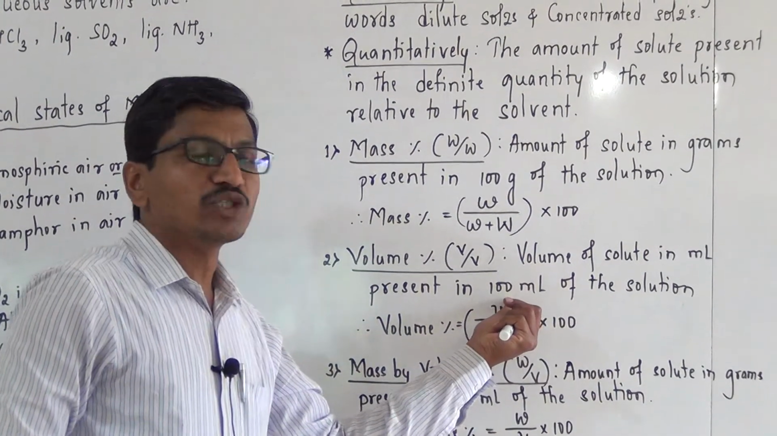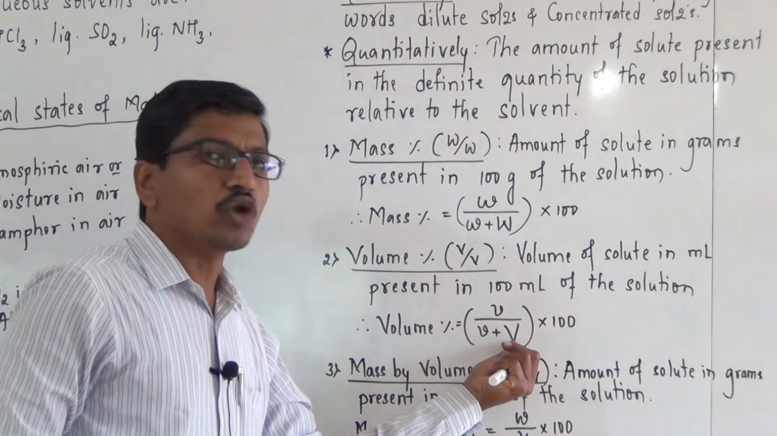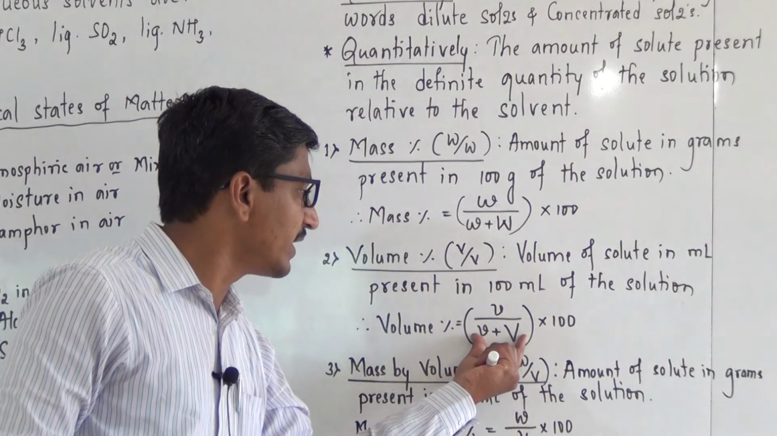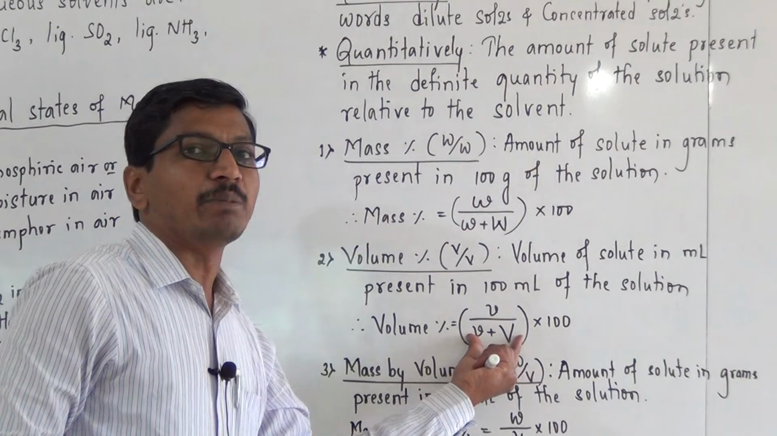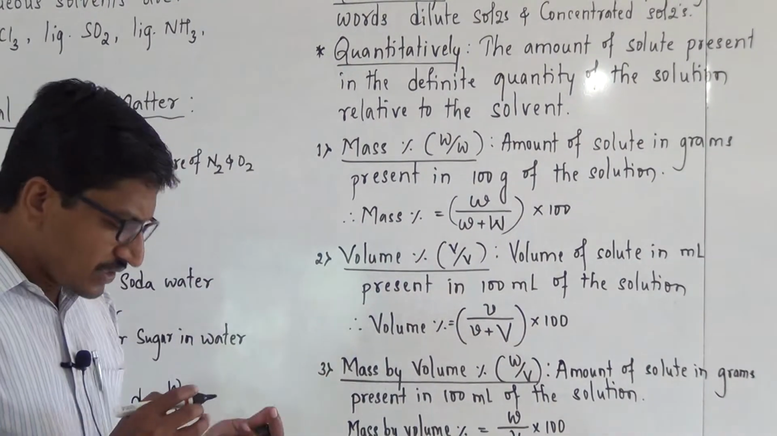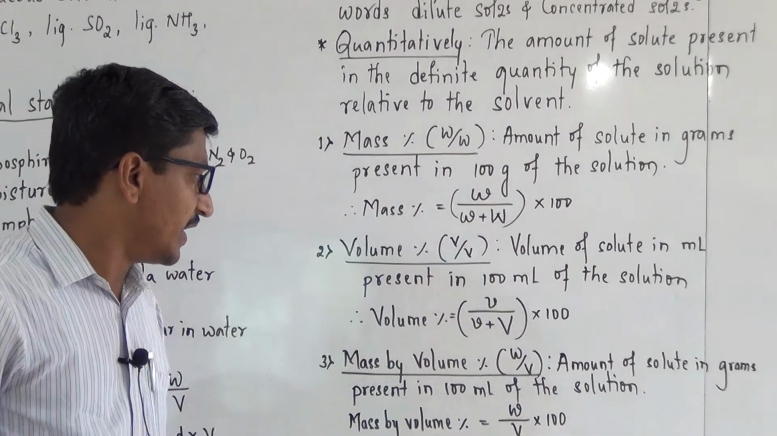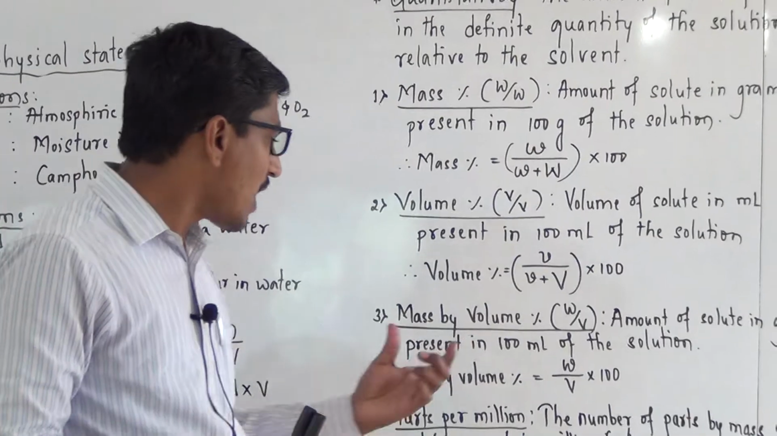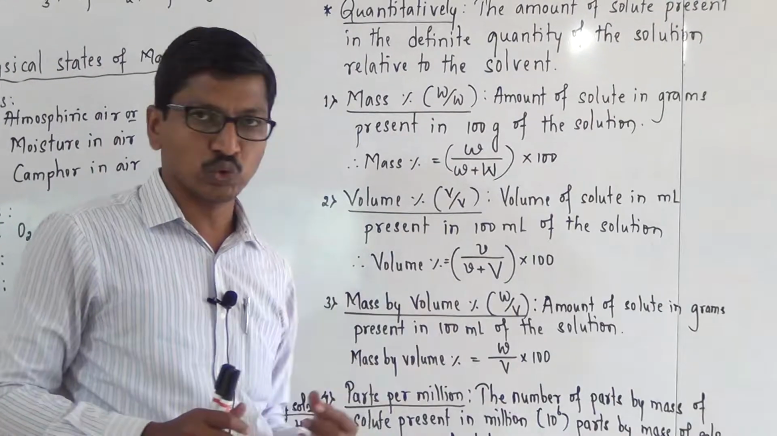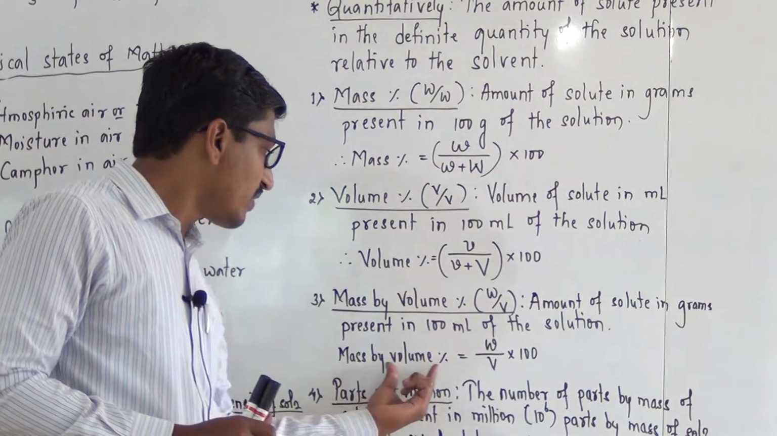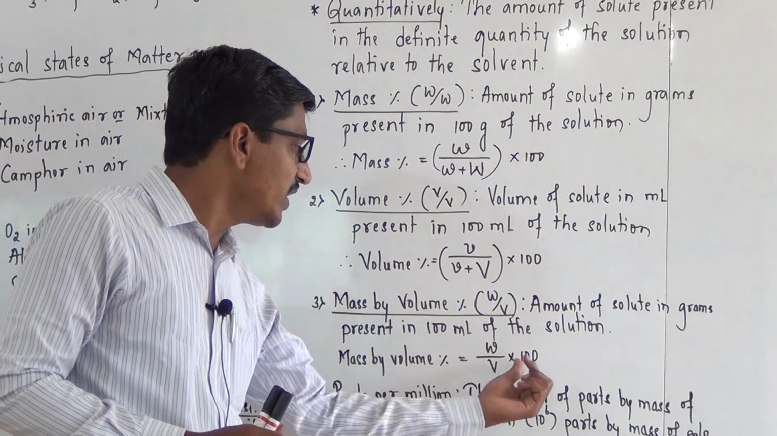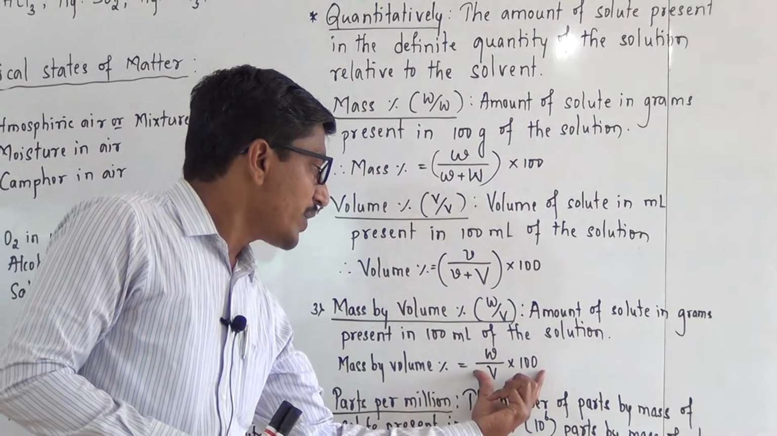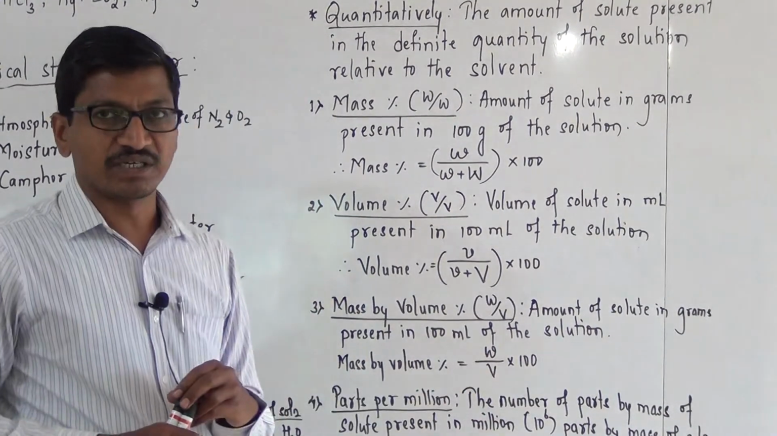Small v is the volume of the solute and capital V is the volume of the solvent. The sum of volumes of the solute and solvent is small v plus capital V. Next one is mass by volume percentage, that is W by V. The amount of solute in grams present in 100 ml of the solution, that is mass by volume percentage, is W by V into 100. This is the formula used to calculate the mass by volume percentage.